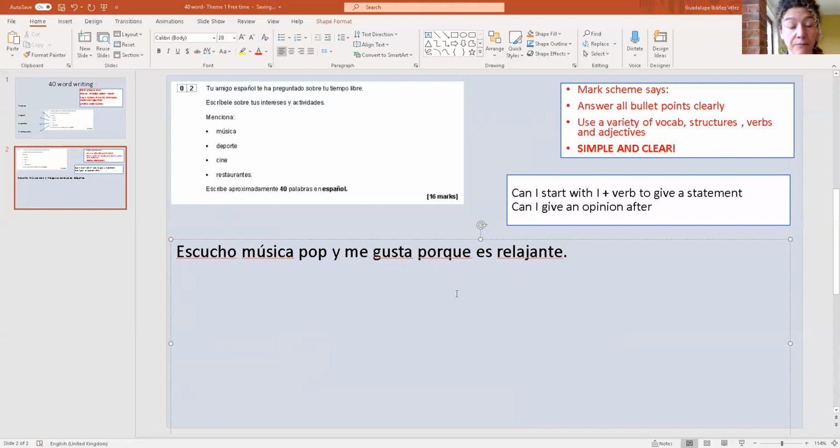So can you see it's quite short? I don't need to write loads. So I've just put in here I verb to give a statement, and then I've given my opinion, and I've also included why. Okay, the next one is sport. Can I start with I verb to give a statement? Can I say I like to play tennis?